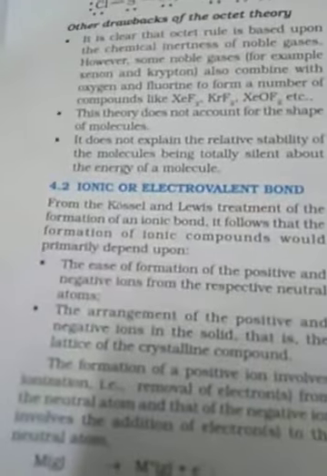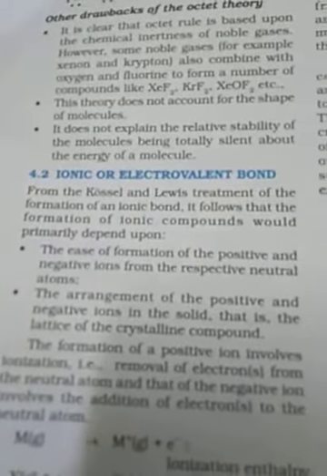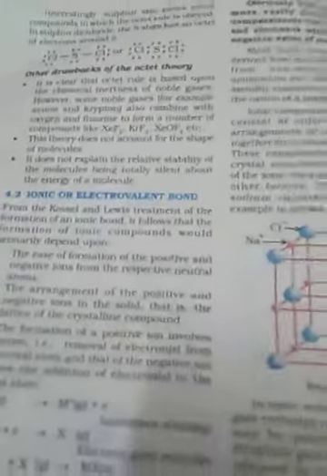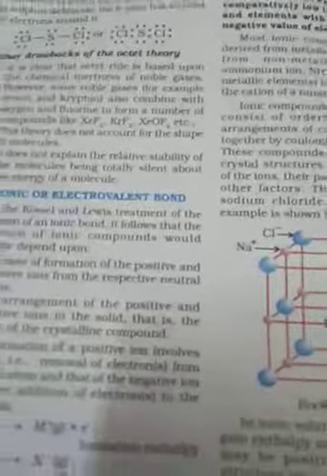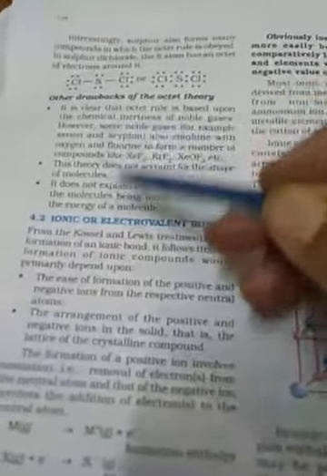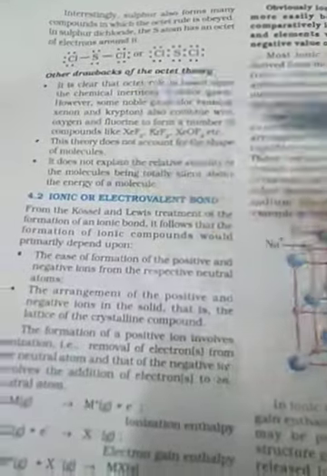Now our next topic, in our next lecture, is ionic or electrovalent bond. So after completing this, we will cover VSEPR and MO theory, in which we will overcome these limitations of this theory. Okay, students?